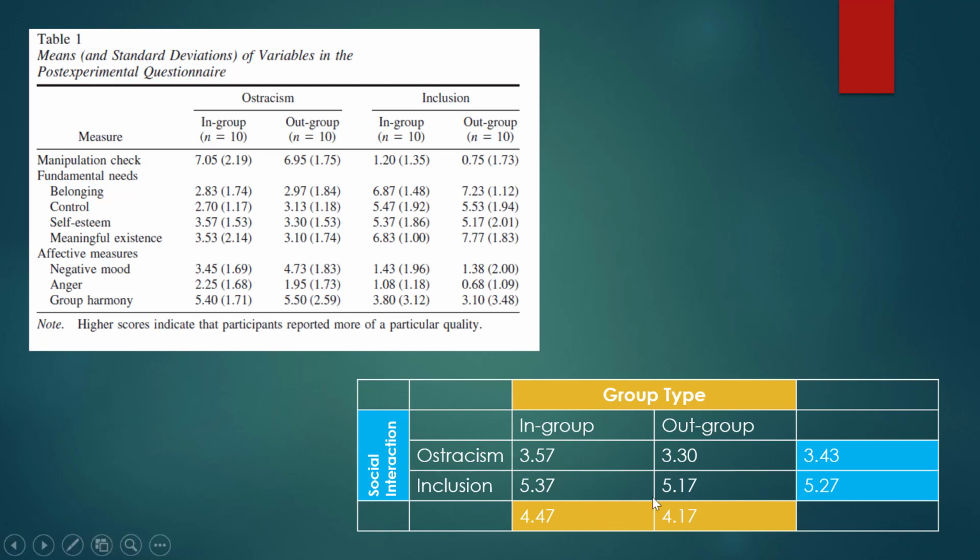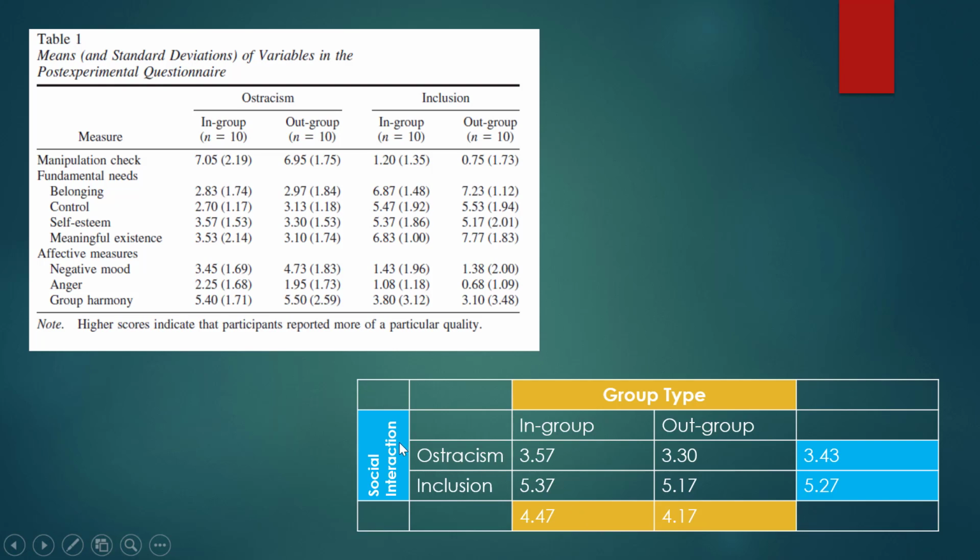So if we look here, again, this is factor A, group type. If we look at the overall means, the column means, we aren't concerned with what's going on in here because we want to look at the main effect of factor A regardless of what social interaction they had. Was there an overall effect of group type? If we look here, 4.47, 4.17, sure, in-group is a little bit higher, but they're very, very close. And if we were to go up and look at standard deviations, we would see that there probably is no main effect for group type.